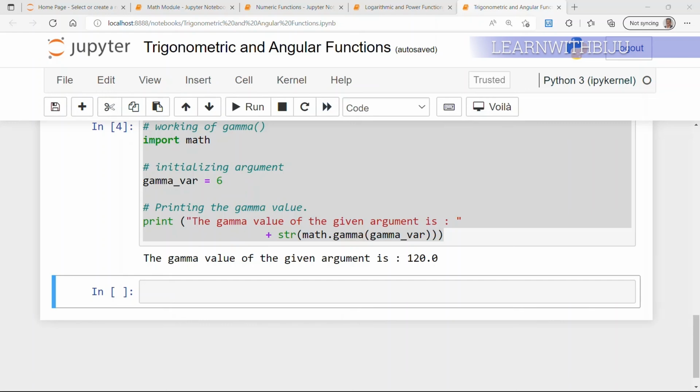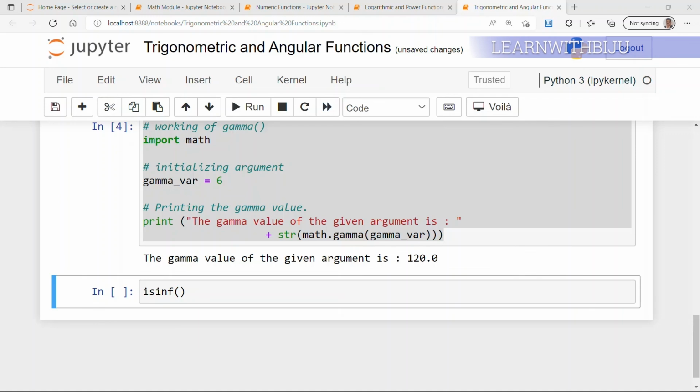Then we have one more special function, like if you want to check whether the value of a number is infinity or not. So we have isinf. That is a function, isinf, that will check whether the value is infinity or not. The isinf function will check whether the value is infinity or not.